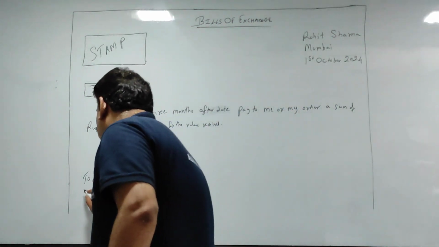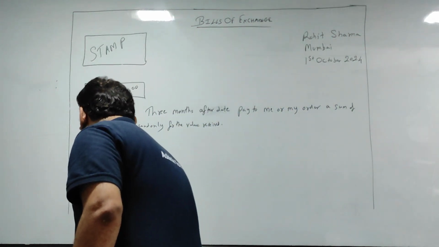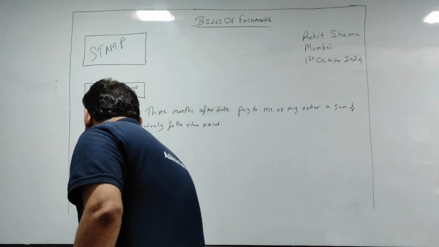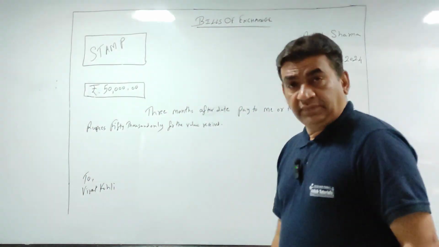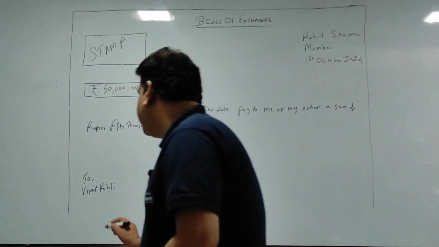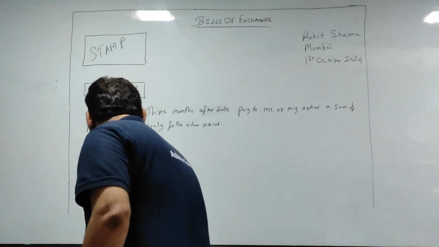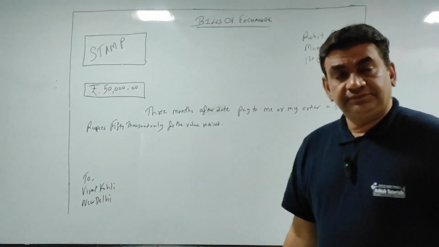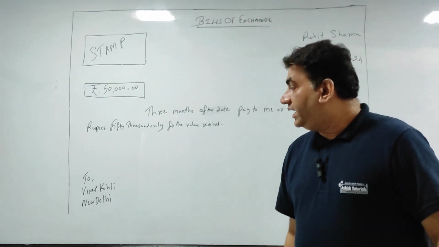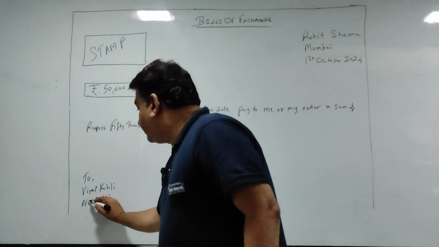So "To Virat Kohli". ओके, उसका एड्रेस दिया है, डिटेल में नहीं है. नेक्स्ट लाइन, न्यू दिल्ली. गॉट इट? टू विराट कोहली, न्यू दिल्ली, बिकॉज ये बिल विराट को जाएगा.